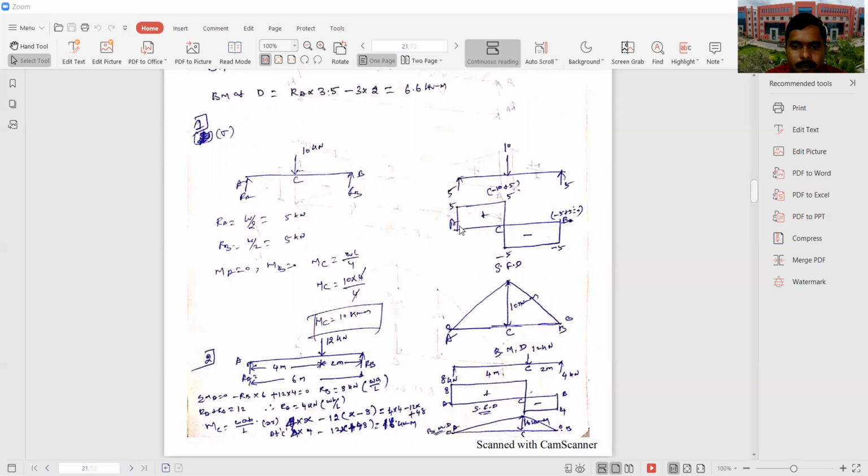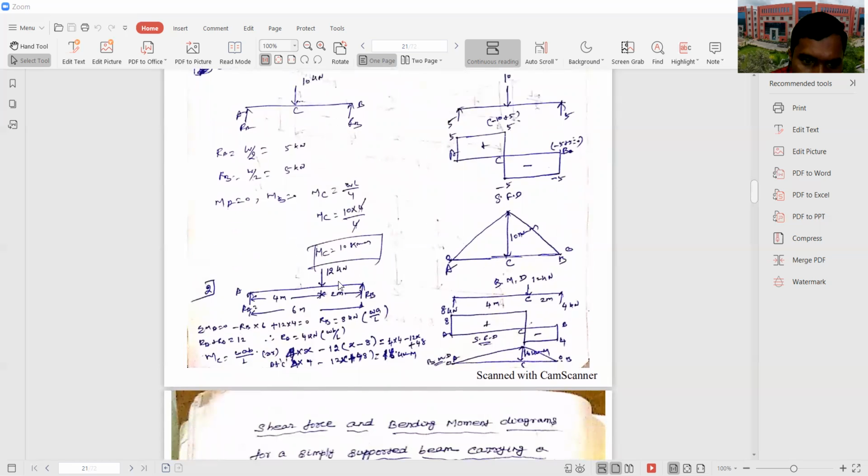So for the shear force, you can see the reaction 5 upward, there is no force in between, so horizontal, then this is downward minus 10, plus 5 already is there, so you get minus 5, then continue minus 5, then minus 5 plus 5, 0. Same for the bending moment diagram: 0 at the ends, and at center the maximum is 10 kilonewton meter.